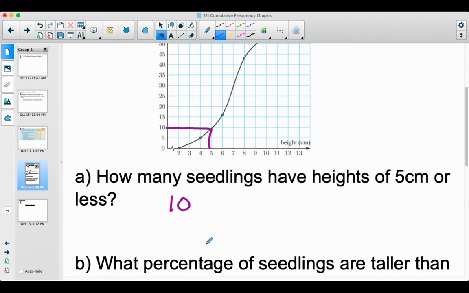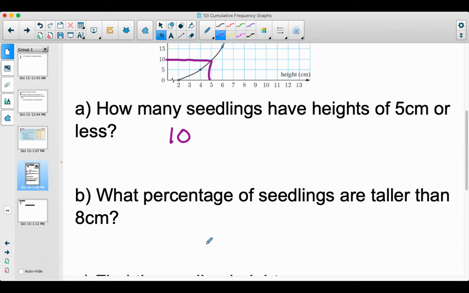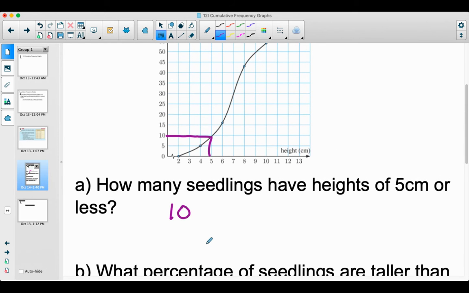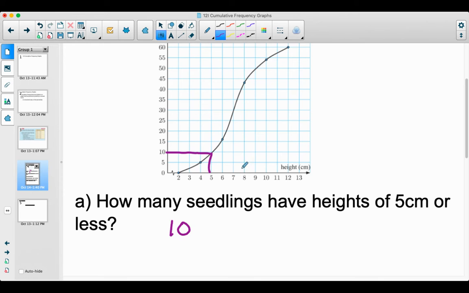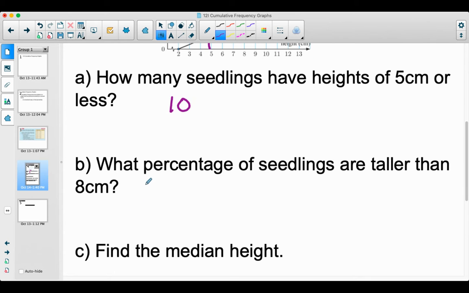Okay, so then the next question says, what percentage of seedlings are taller than 8 centimeters? Okay, so taller than 8 centimeters, if we go to 8, if you follow 8 up here, there's actually a point there, and it sits right in between, if you follow that line, between 40 and 45. So let's say that that cumulative frequency, I'm going to just say CF, is around the 42nd one.